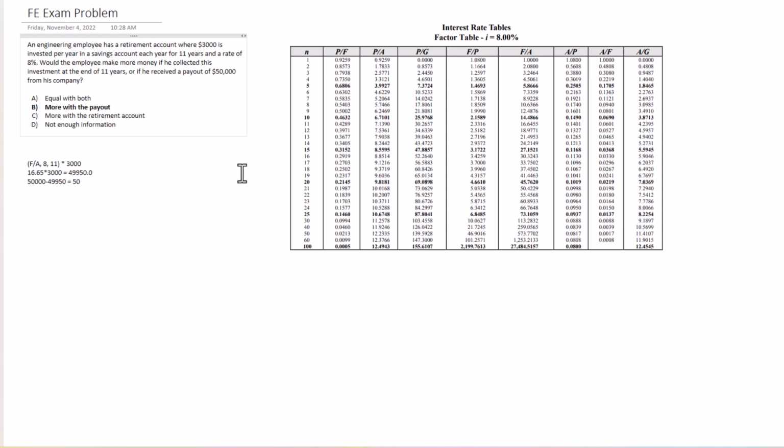Some of these economics problems can be pretty simple. You just need to set them up correctly, make sure you have the correct relationship, and then select the right answer from the choices. So anyways, that's our problem here.